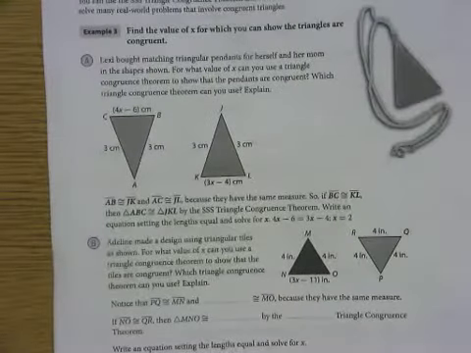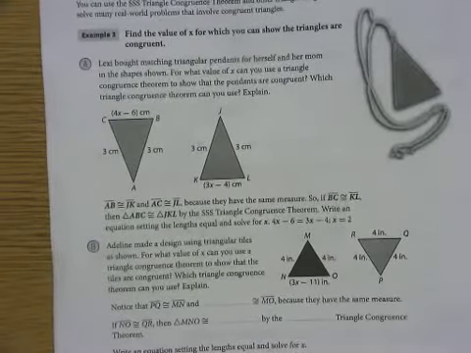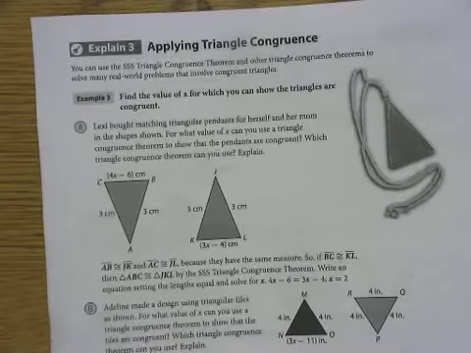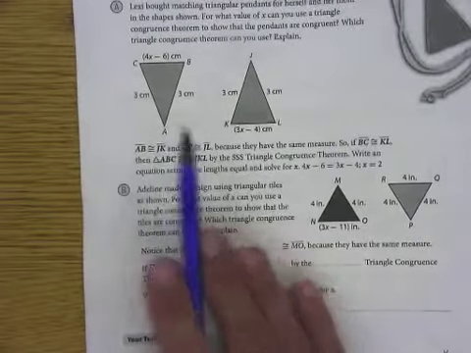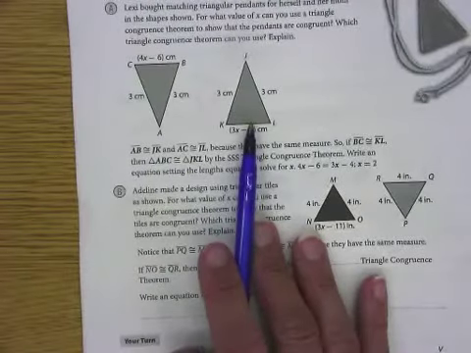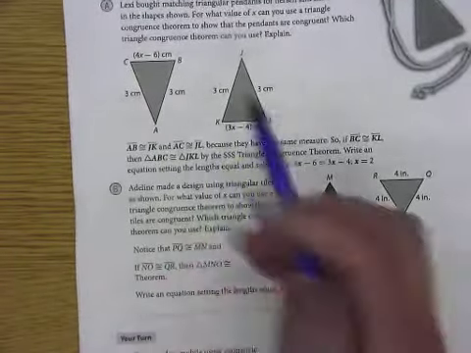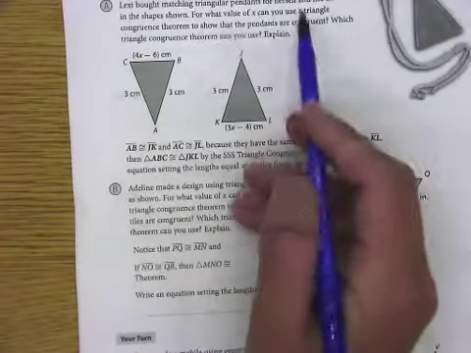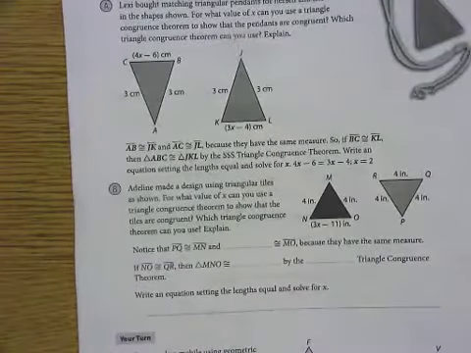Ridiculously short video, we're almost done. Once again, we're applying triangle congruence to algebra problems. So in this example, it says she has these triangular pendants and they're matching. So it's asking for what value of x can you use a triangle congruence theorem to show that the pendants are congruent.